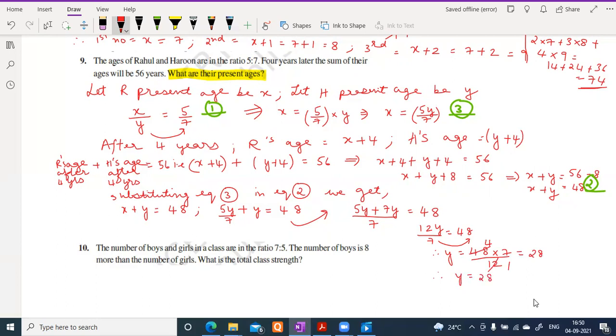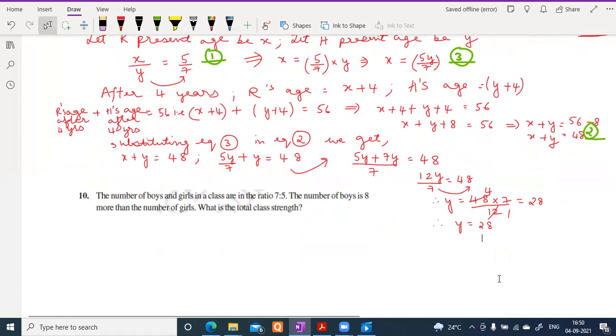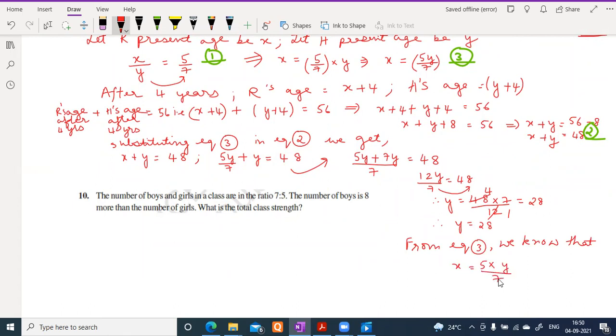But what is the question? They're asking for their ages. We don't want only y, we want x also. From equation 3, we know that x is equal to 5 into y by 7, where y is what we have just found out. So 5 into 28 by 7. 7 fours are 28, and 5 fours are 20. So therefore x is equal to 20.